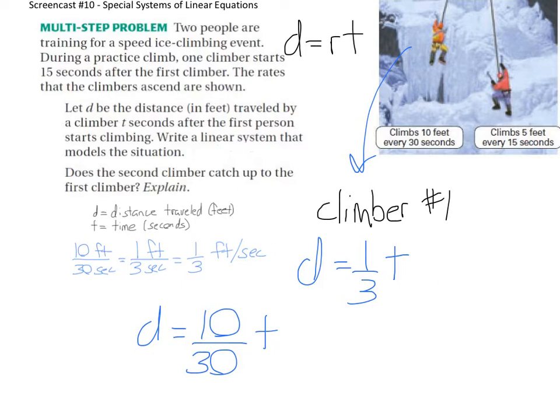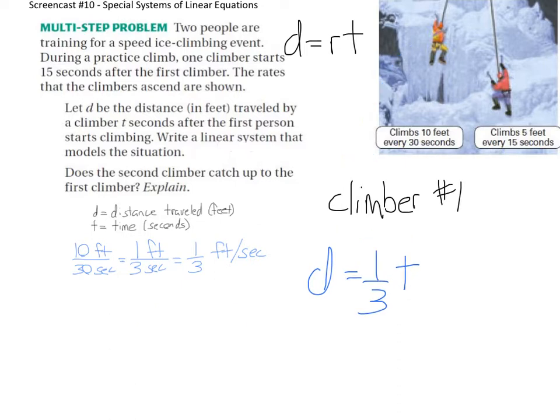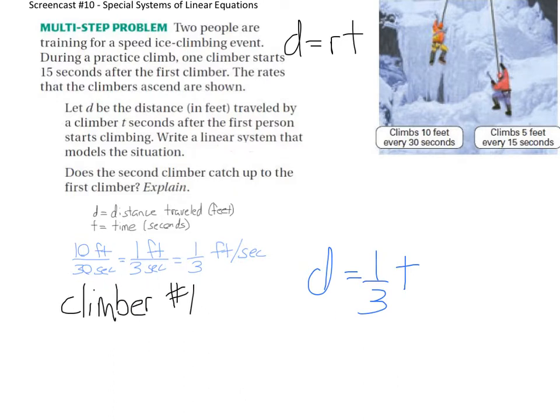But of course, as you can see, once you simplify 10/30ths, you will get 1/3. So it's both the same thing. Alright, so we're going to use this one, of course, because 1/3 is easier to work with. Thus, we have climber 1's first equation.